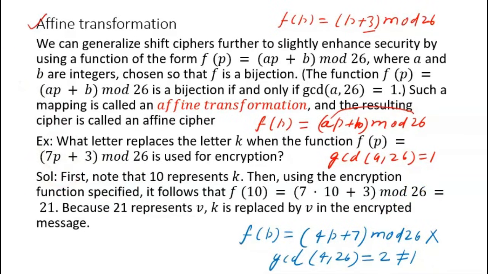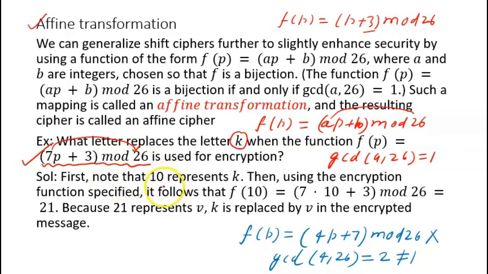But in this problem that I have taken to explain the concept, the function is 7p plus 3 modulo 26. So our a value is 7, and if you look at 7 and 26, they are relatively prime. So this is a right kind of affine transformation. And this kind of question is usually asked: if I have to replace the letter K using the affine transformation with this function, what will be the representation for K?